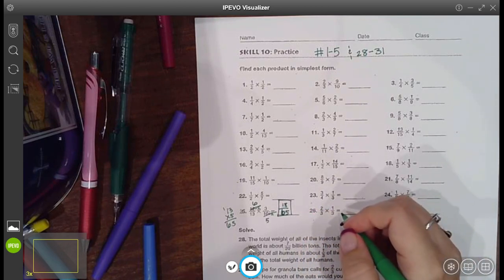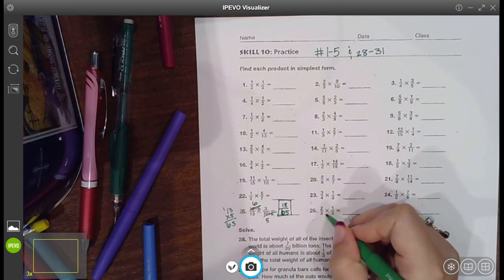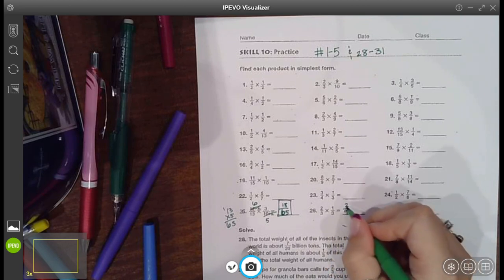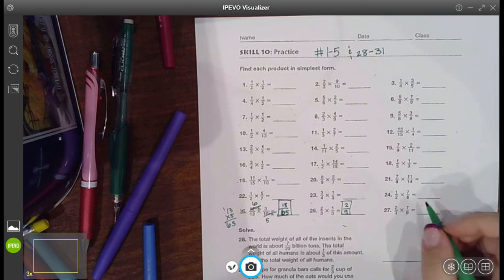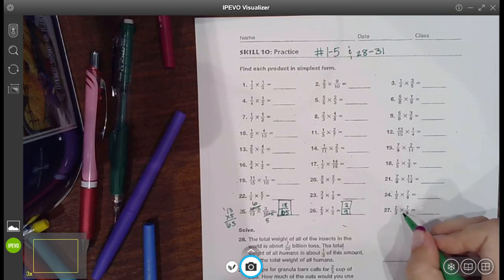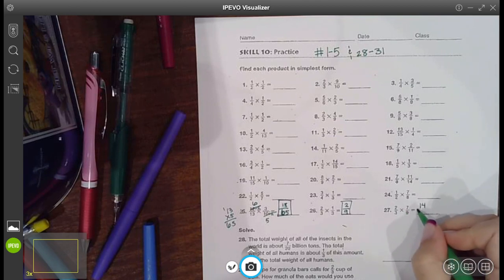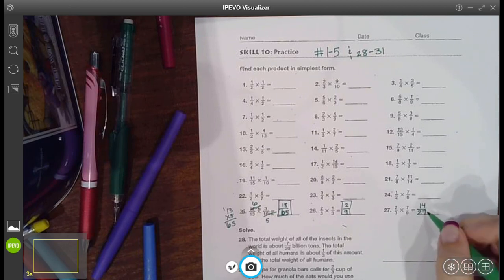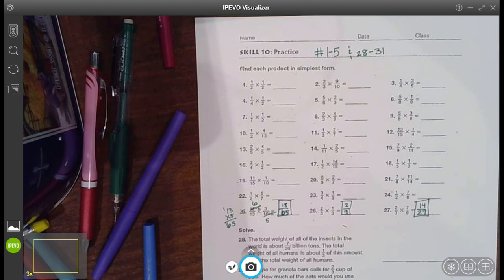Okay, for the next one I'm going to do with you, you can't cross-cancel here, you can't cross-cancel here, so let's multiply across. 2 times 1 is 2, 3 times 3 is 9. Can you reduce that? Nope, you're done. Okay, you can't cross-cancel this one, so multiply across. 2 times 7 is 14, 3 times 9 is 27. Nothing can go into both 14 and 27, so I'm done. Okay, and so you're going to continue doing these problems just in that manner. And remember, you're doing 1 through 5 and 28 through 31.